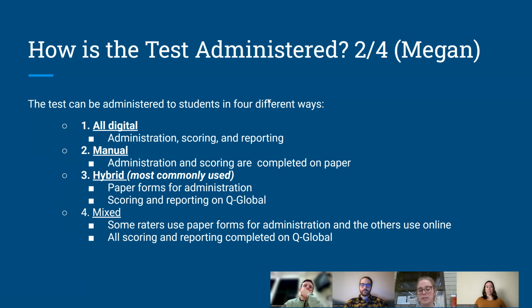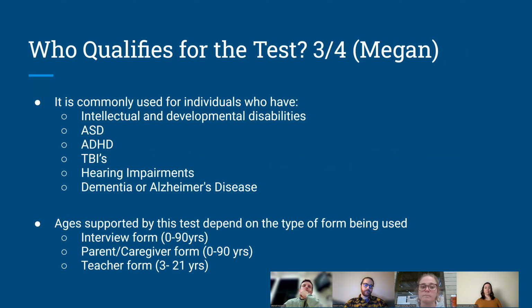The third option is hybrid. This is the one that is most commonly used and selected. You administer the assessment via paper, and then you score and do all the reporting on Q Global. The last one, 4, is a mixed approach. In this instance, you're going to have multiple raters. Some raters will use paper for administration, and the other raters will use an online format for administration. All scoring and reporting, though, finally will be completed on Q Global. So what's really different is how it's administered. Some is on paper and some is online, all at the same time.